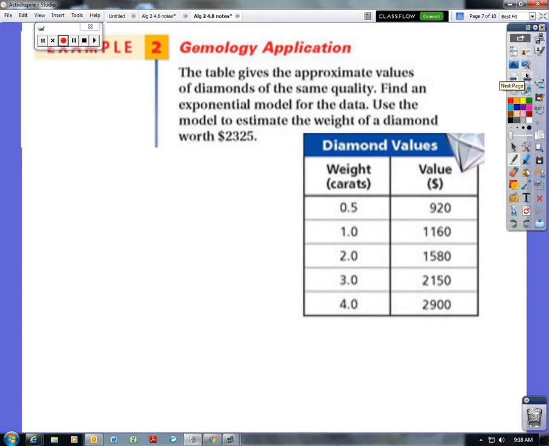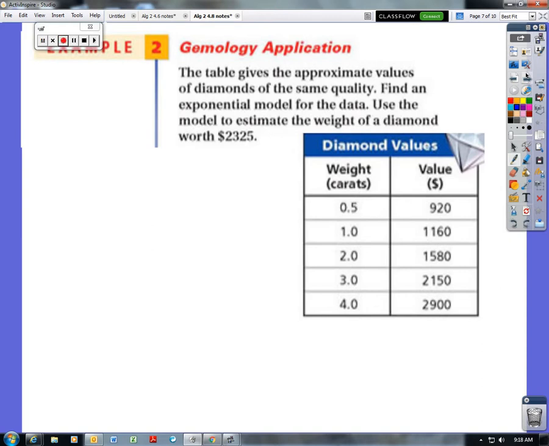I apologize for the blurriness. I made these last year and I didn't do it right, as you can tell, so it's fuzzy. The table gives the approximate values of diamonds of the same quality. Find an exponential model for the data, and then we're going to use the model to answer a question.